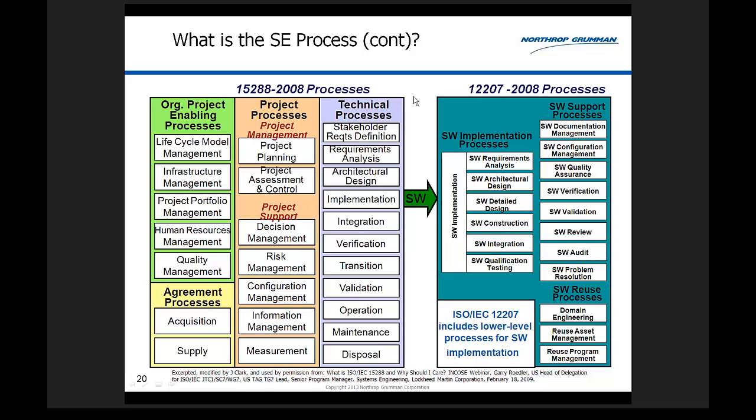And this is the way the world is going. 15288 is the world international standard for system engineering, and 12207 is the world's international standard for software engineering. This is the direction the world is going in, and the other standards are trying to harmonize and keep up with this direction. And I'm involved in both of these.